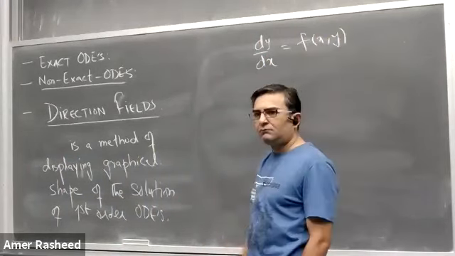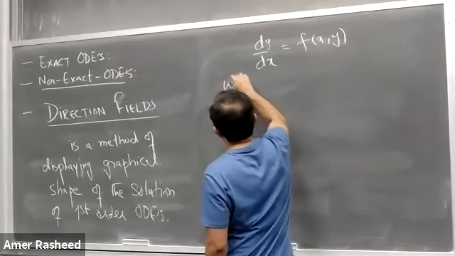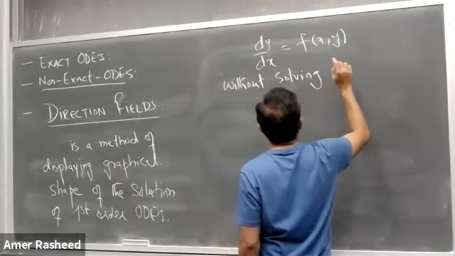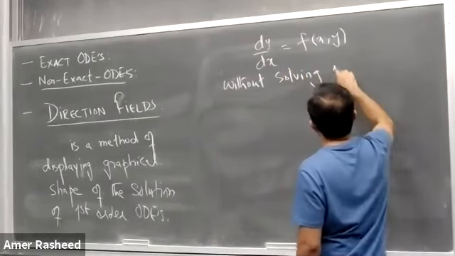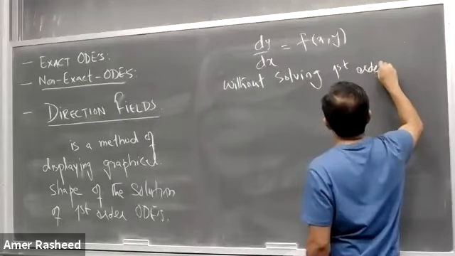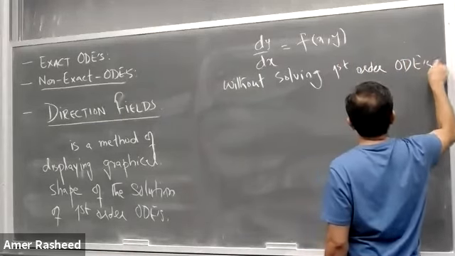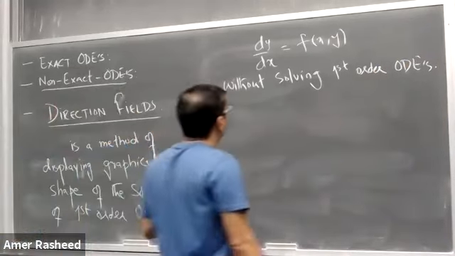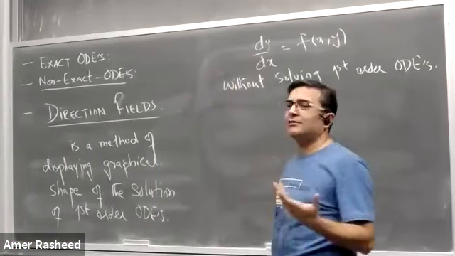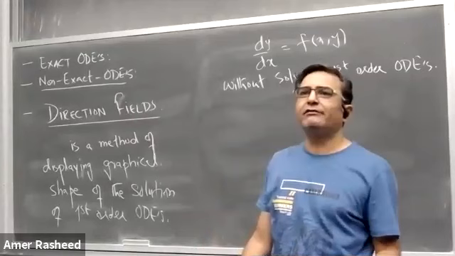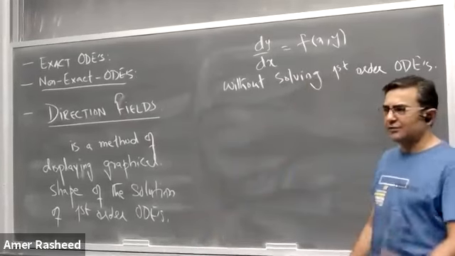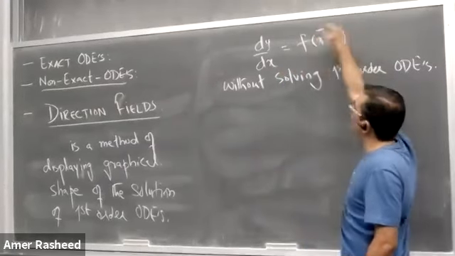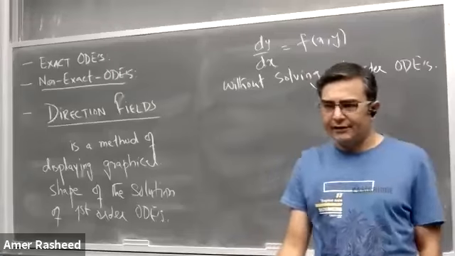In fact, without solving first order ODEs. Now, what is this dy by dx? dy by dx is the slope or gradient of a function y with respect to x. Now we know that this gradient is equal to f of x, y. Now f of x, y is what? It is the value of the gradient.